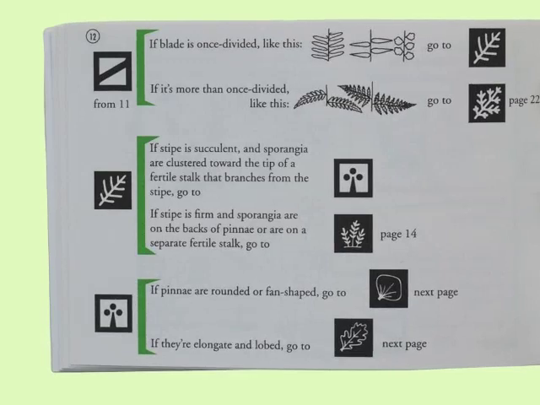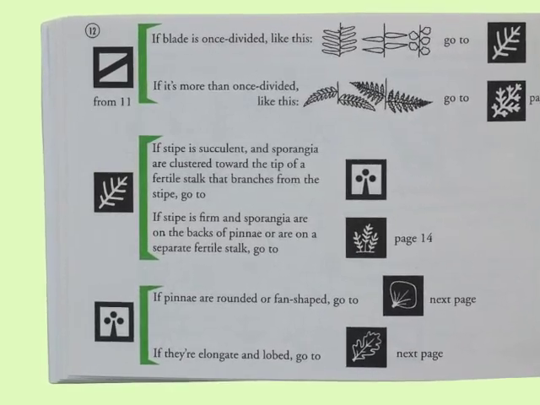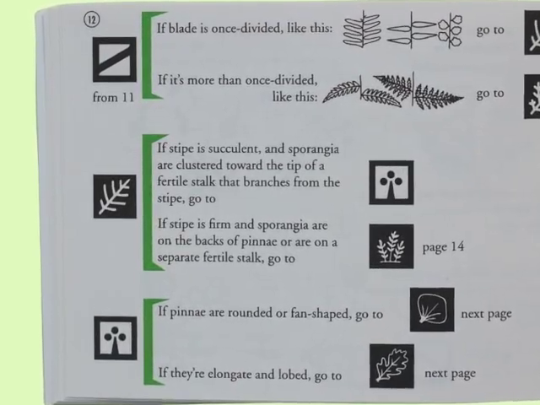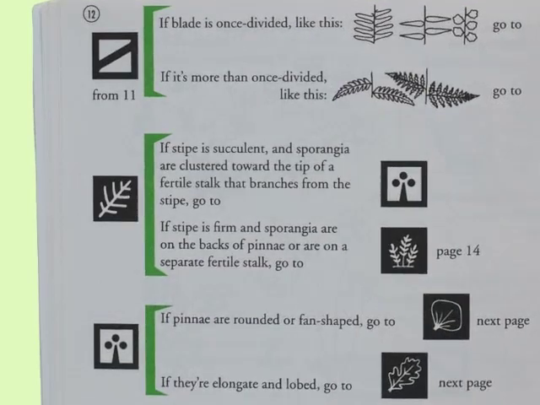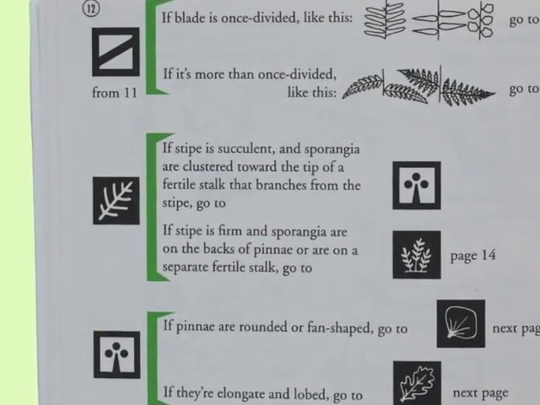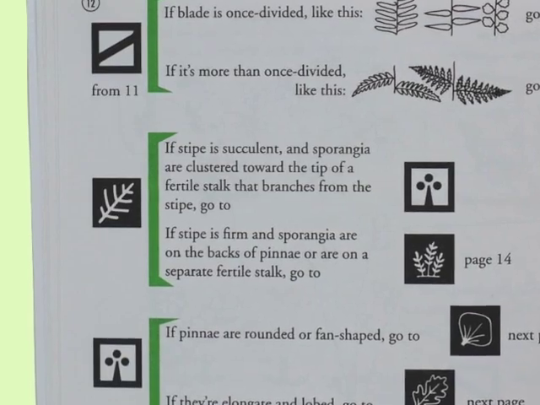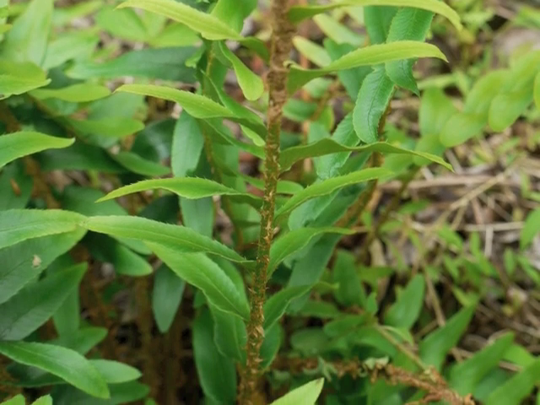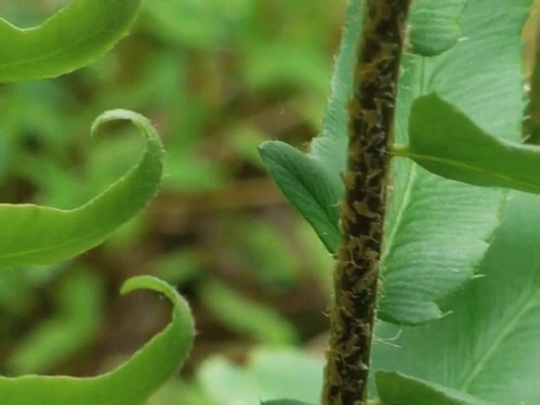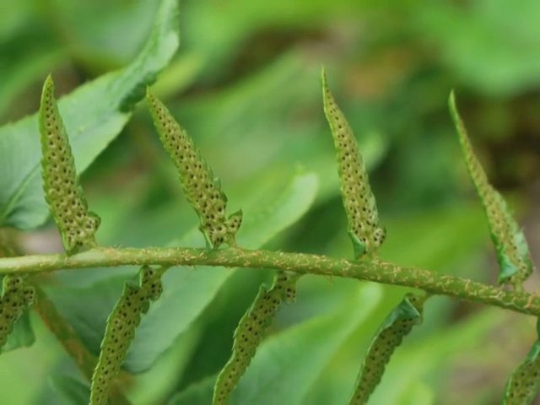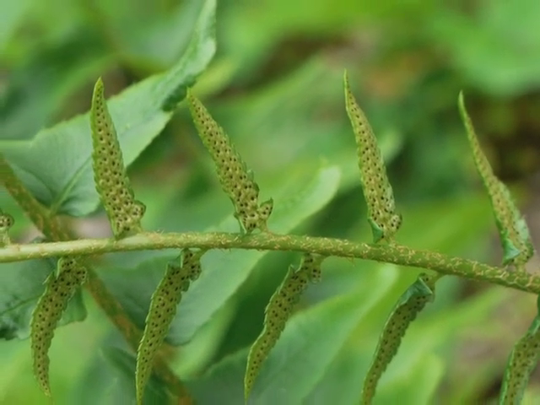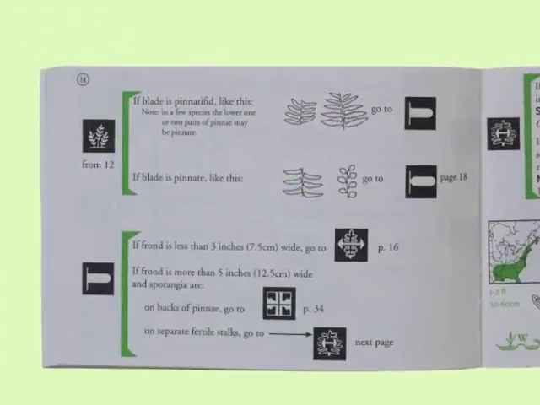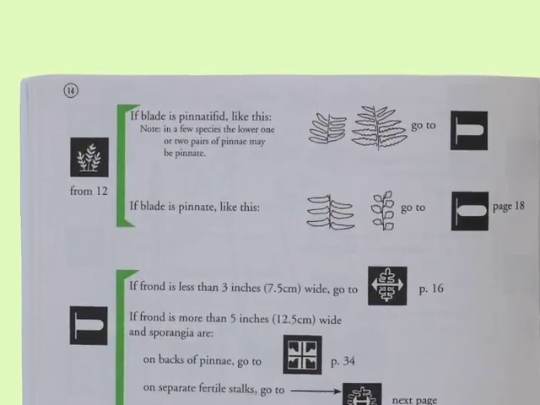The first choice says, if the stipe is succulent and sporangia are clustered toward the tip of a fertile stalk that branches from the stipe, while the second choice says, if stipe is firm and sporangia are on the backs of pinnae or are on a separate fertile stalk. Let's look at the stipe, the part of the frond below the blade. It's dark and firm. The sporangia, the spore-bearing parts, are on the pinnae and not on a separate fertile stalk. So, we'll follow the dichotomous path of the second choice on page 14.